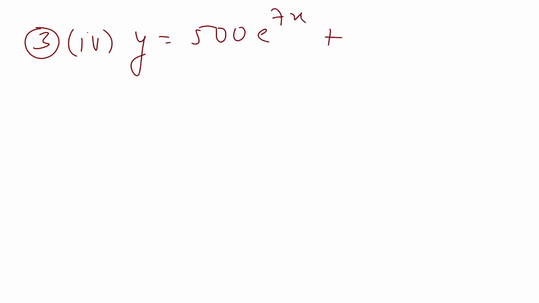Yeah. So question number three, sub question four. Sorry. Y is equal to 500 e raised to 7x plus 600 e raised to minus 7x. Now look at the proof. They're asking you to prove d square y by dx square is equal to 49y. Okay, so first I'm going to derive this with respect to x.